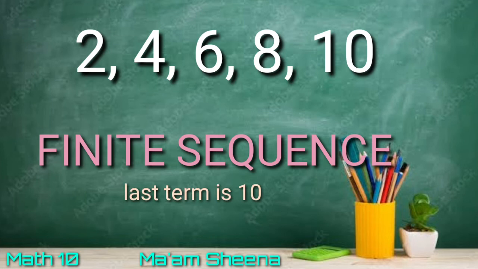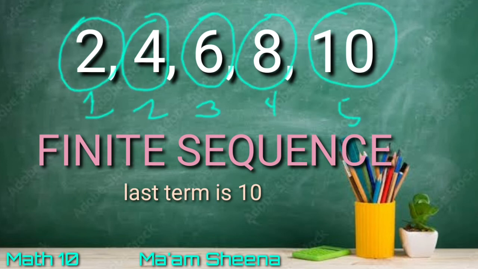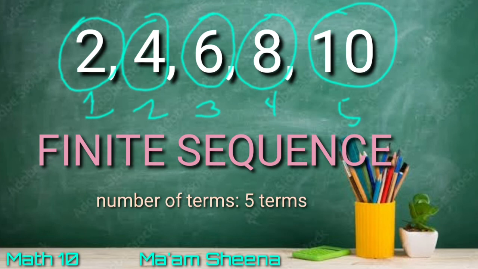And how many terms do we have? So we do have 2, 4, 6, 8, 10. So simply you're just going to have 5 terms. So it's very clear that it is an example of a finite sequence.